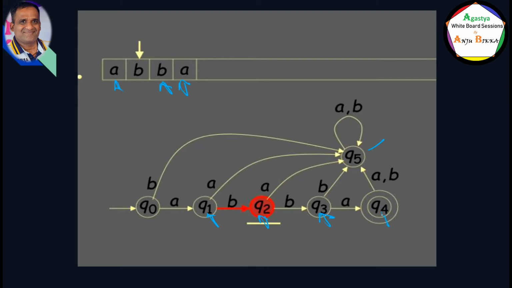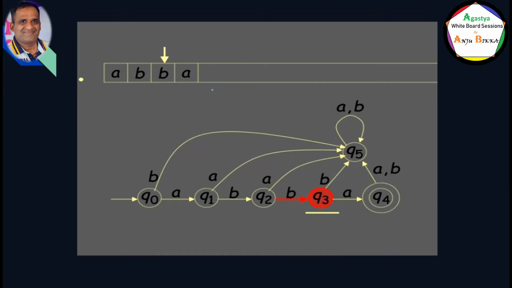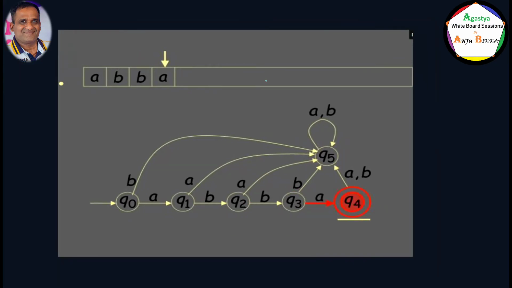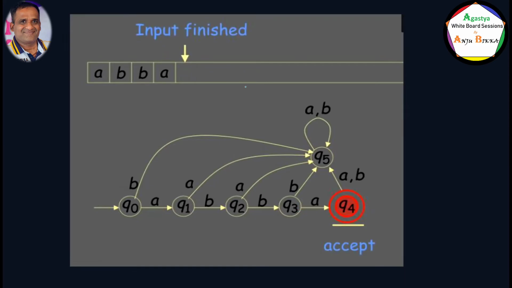From Q3 on A, it moves to Q4. Whenever the end of the input, the dollar, is reached, it is Q3. When the dollar is reached, starting at Q0 on A, it is moving into Q1. From Q1 on B, it is moving into Q2.